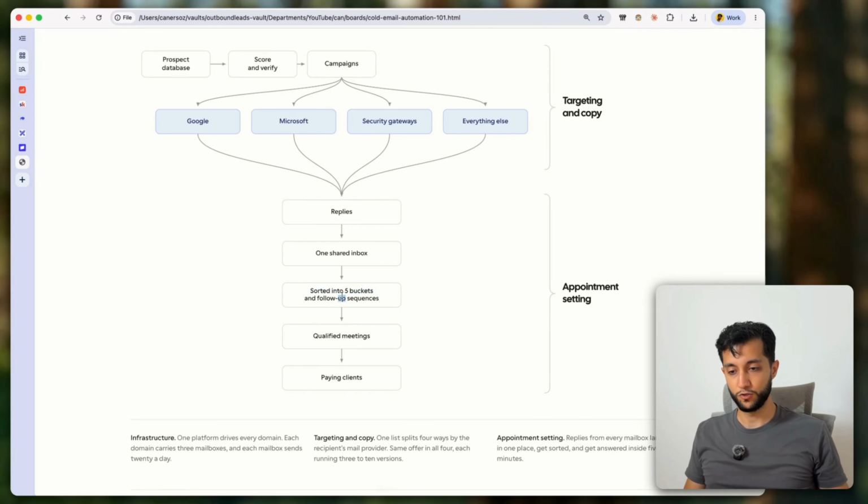And depending on that, you will put them into the correct follow-up sequences so that you can get qualified meetings out of that, which will get you to paying clients once you have had successful sales calls.